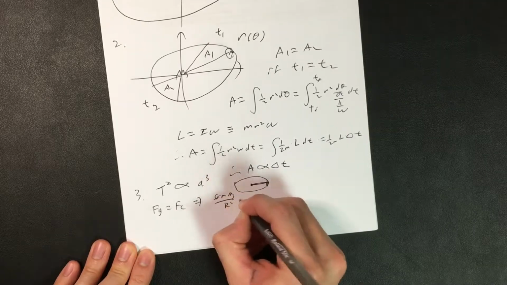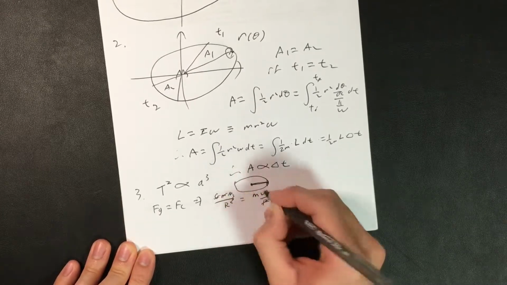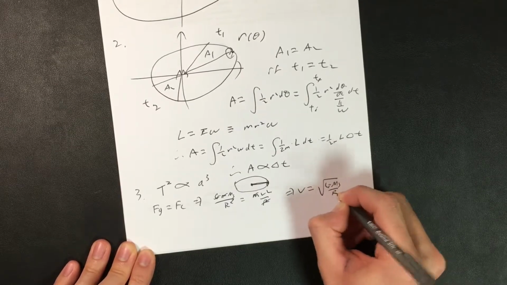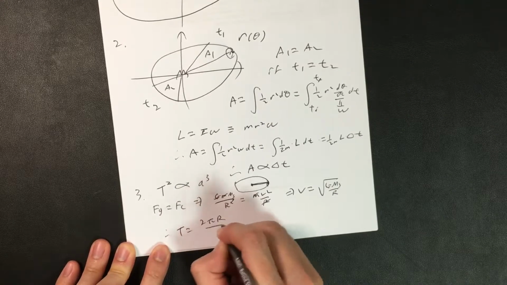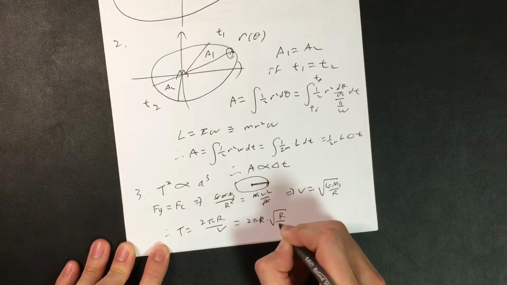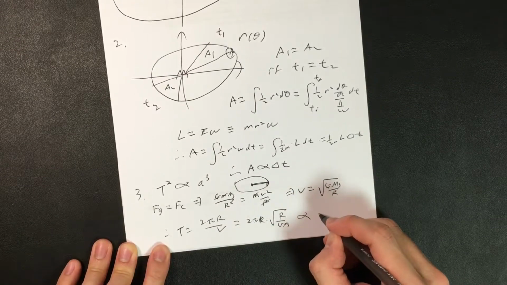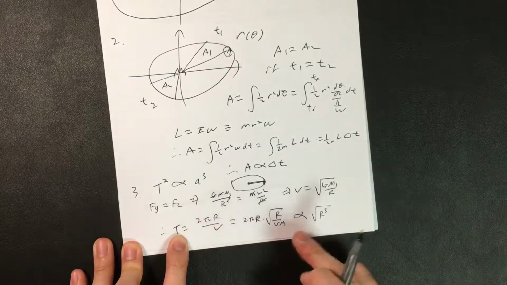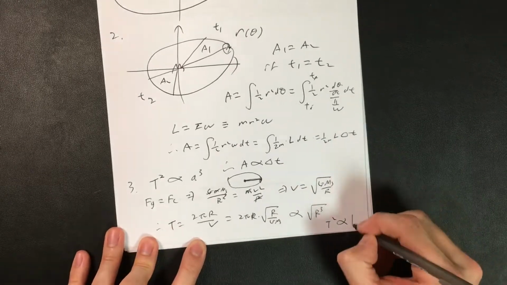GMs over r squared equals m v squared over r. And solving for v, I get v equals the square root of GMs over r. So therefore, T, which equals 2 pi r over v, equals 2 pi r times the square root of r over GMs. And therefore, this is proportional to the square root of r cubed. Therefore, from circular motion, we see that T squared is proportional to r cubed.